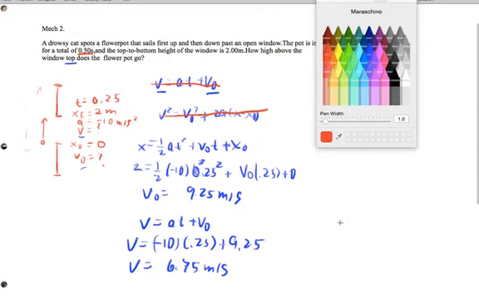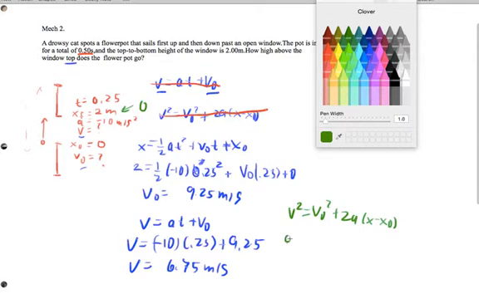Now I can do the equation v squared equals v naught squared plus 2a(x minus x naught). Now I'm going to call the top here 0 in my new system because I just want to know how far above the top I go. I just want to know what that distance is.